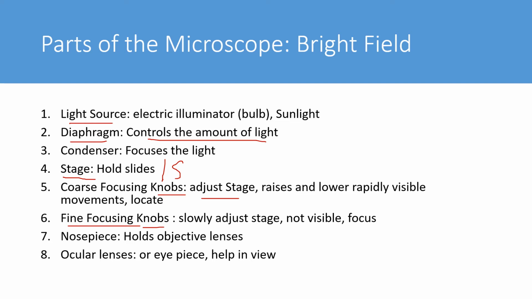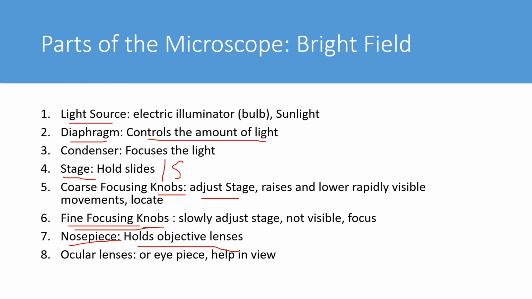And with the fine focusing knobs, when you adjust your microscope, the movements will not be visible outside, but they are all internal. These are very finely focused knobs that help us in adjusting the distance between the stage and the objective lens. The other one is the nose piece that holds all the objective lenses. Now there can be different types of objective lenses as per their magnification. We're going to study them in a later slide.